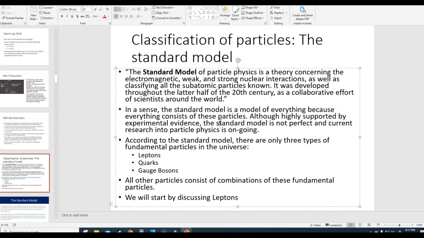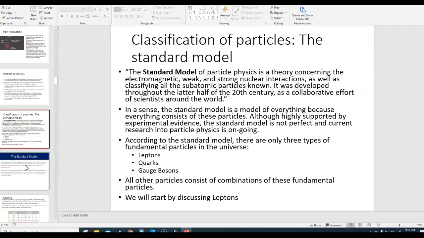Now, according to the standard model, there are only three types of what we call fundamental particles in the universe. And by fundamental particles, I mean particles that are not themselves made up of anything smaller. Okay, so these three types of particles are called leptons, quarks, and gauge bosons. Okay, all other particles consist of either these particles or some type of combination of these particles. Okay, and so the first type of fundamental particle we're going to talk about is called the lepton.